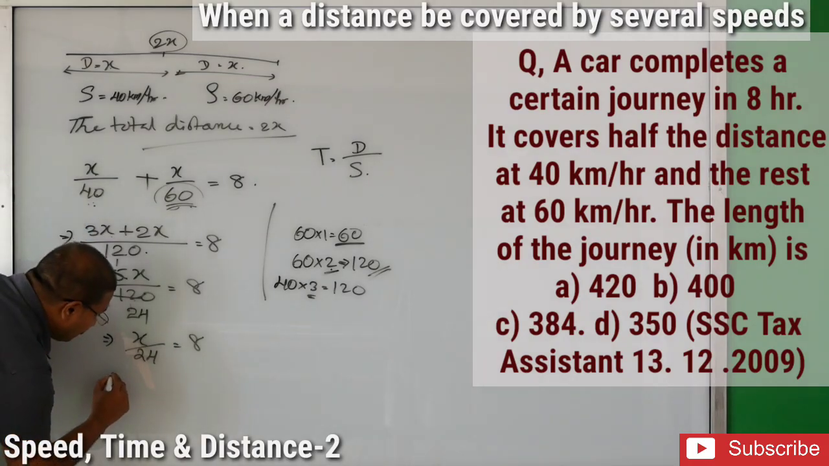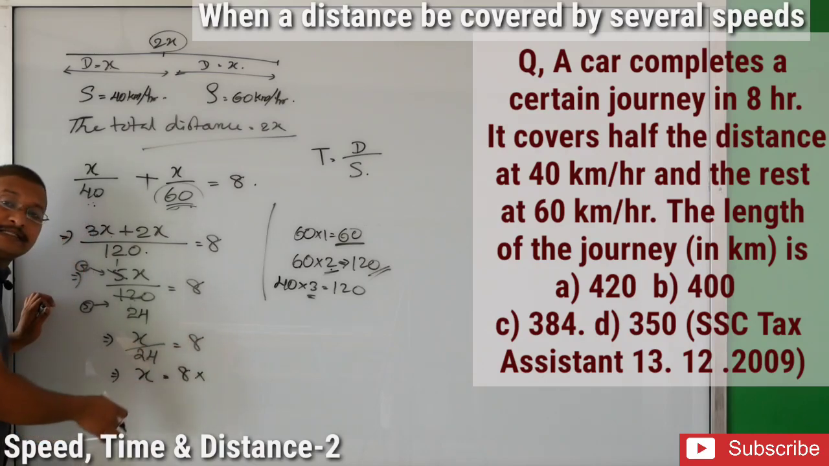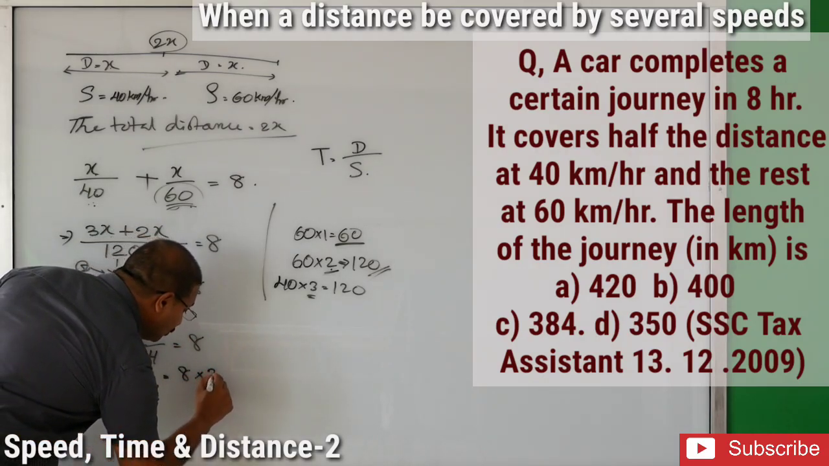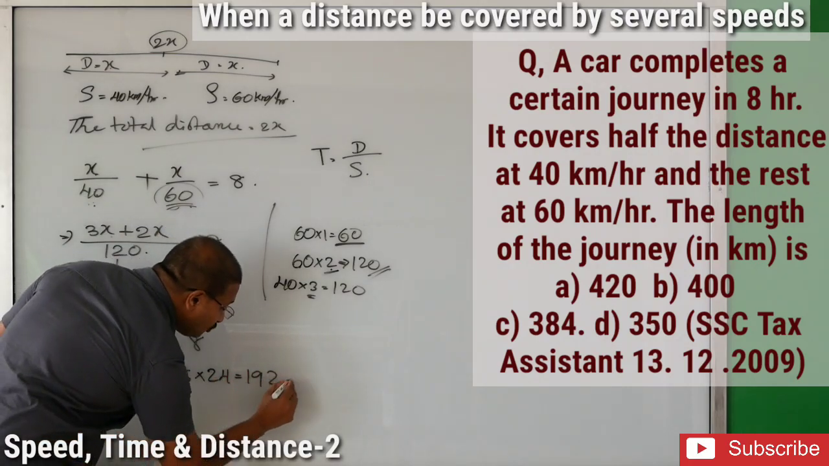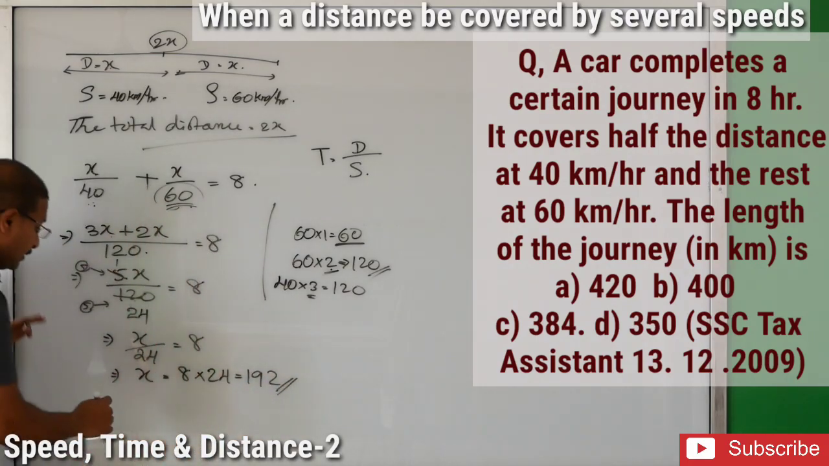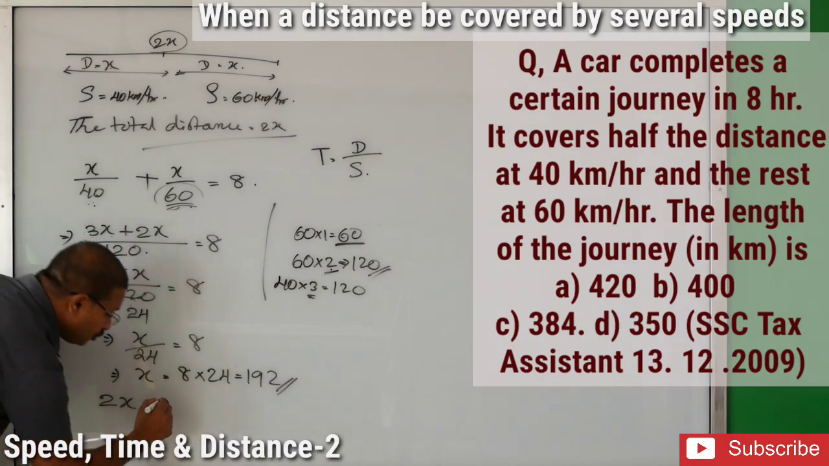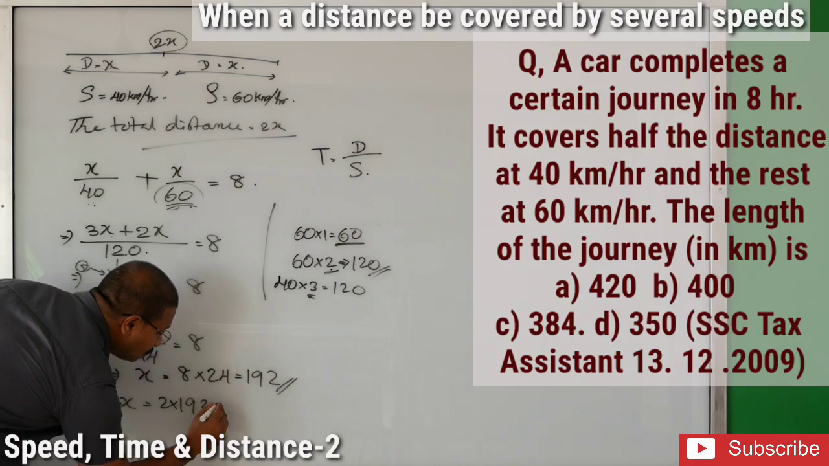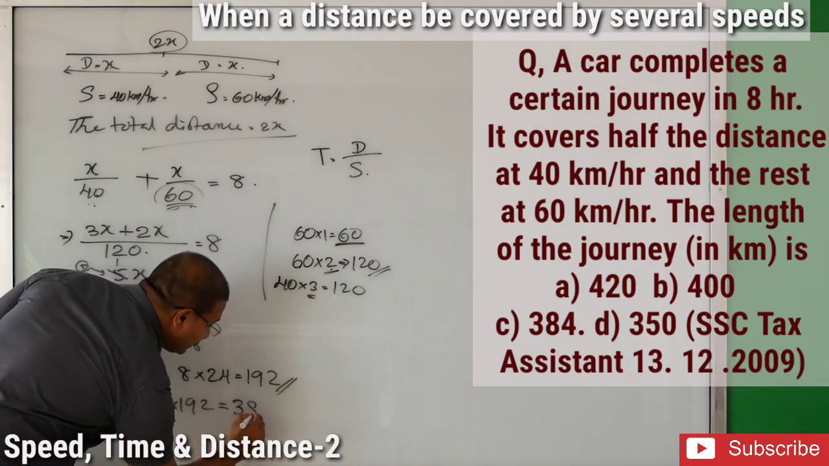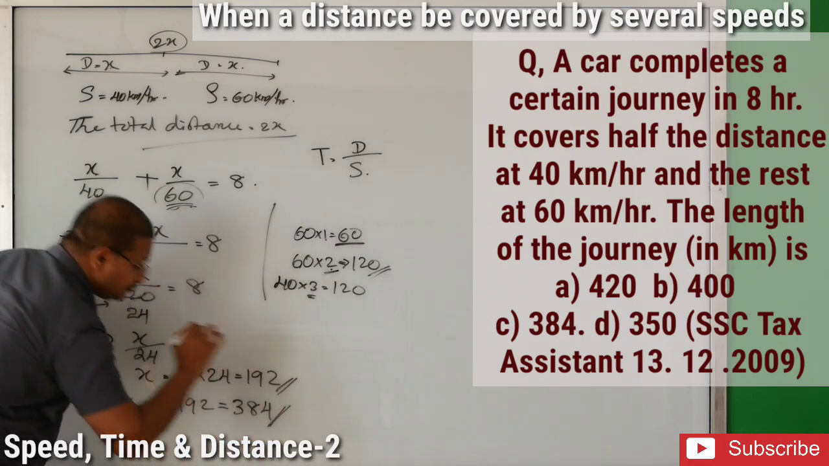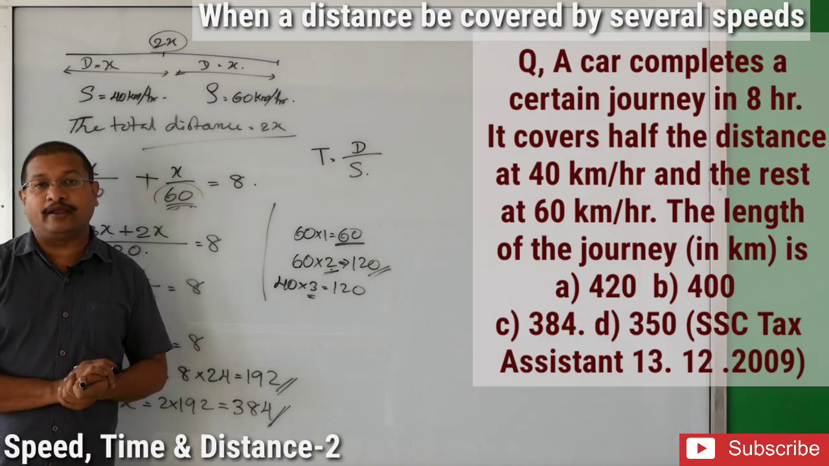The next step, this implies x equals 8 into 24, this 24 goes to the other side, we will multiply. That means 8 into 24. 8 into 24 is 192. Ready? Now we want total distance, that is 2x. 2x equals 2 into 192. 2 into 192 is 384. Ready? So 384 means the correct option is C, 384.